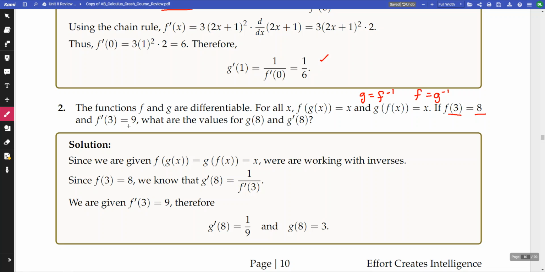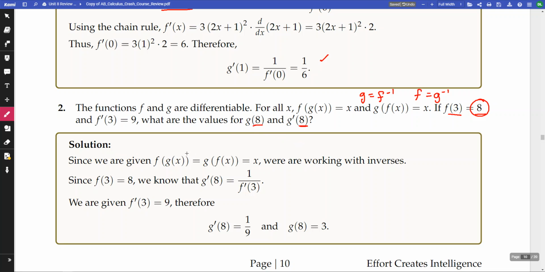Right, f prime of 3 is equal to 9. We don't really care about this as much. We care about this pairing, 3 with 8. So what is g of 8 and g prime of 8? Notice that it has to be the 8 that we're evaluating.